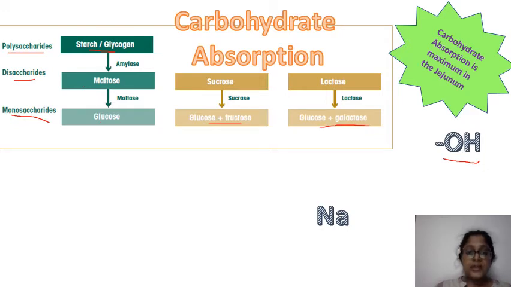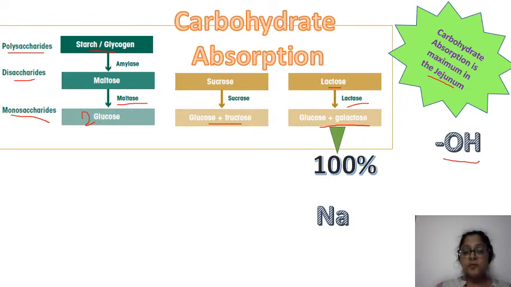So maltose gets converted to two molecules of glucose with the help of the maltase enzyme. Sucrose gets converted to glucose and fructose with the help of sucrase enzyme, and lactose gets converted to glucose and galactose with the help of lactase enzyme. And all these monosaccharides, that is glucose, fructose and galactose, are absorbed in the jejunum of your body.